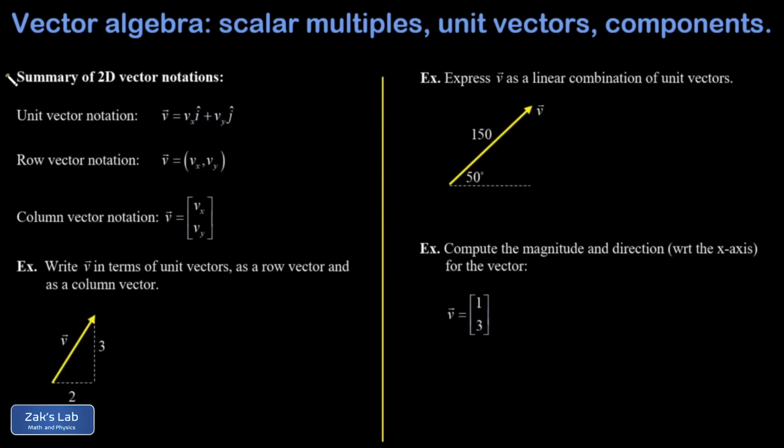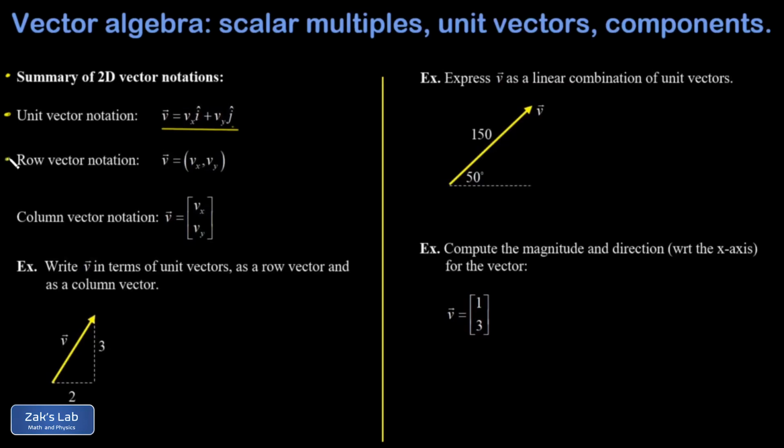Next, we're going to quickly summarize some different notations for two-dimensional vectors. All of these notations extend naturally to the three-dimensional case. You would just tack on a z component, and the unit vector pointing in the z direction is called k hat. So here are a few different ways of writing the vector v. We could start with the unit vector notation. You write it as a linear combination of i hat and j hat.